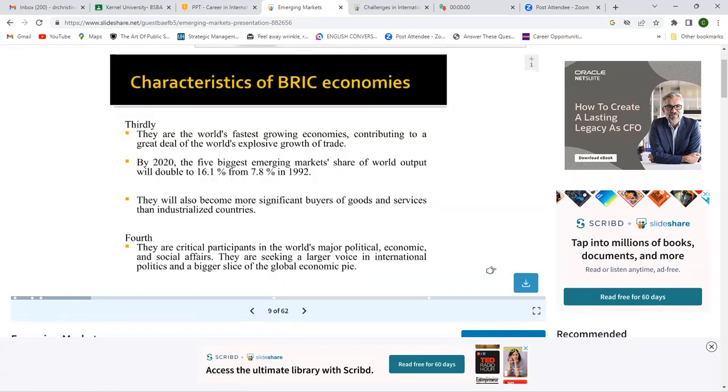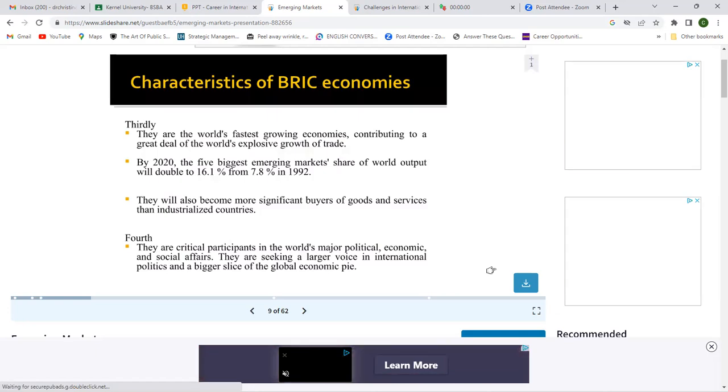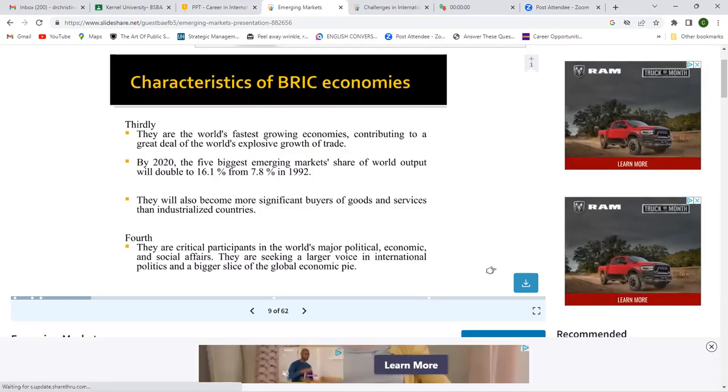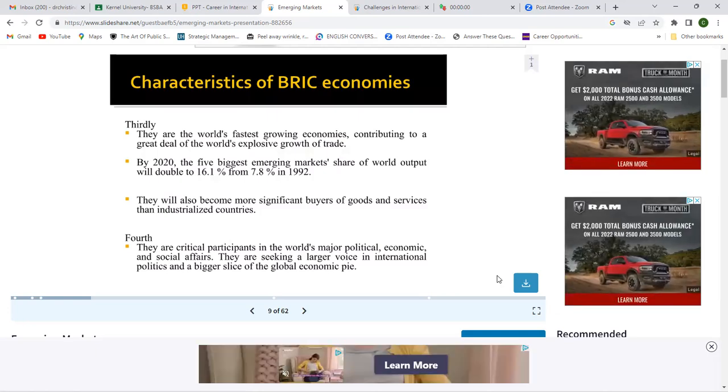Thirdly, they are the world's fastest growing economies, contributing a great deal to the world's explosive growth in trade. By 2020, the biggest emerging markets' share of world output will double to 16.1 from 7.8 in 1992. They will become more significant buyers of goods and services than industrialized countries. Fourth, they are critical participants in the world's major political, economic, and social affairs. They're seeking a larger voice in international politics and a bigger slice of the global economic pie.